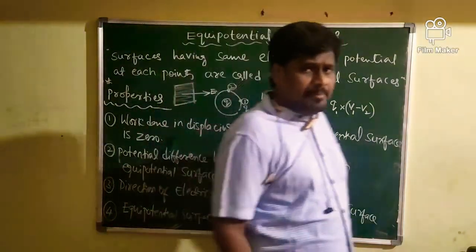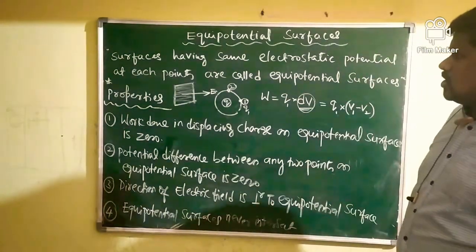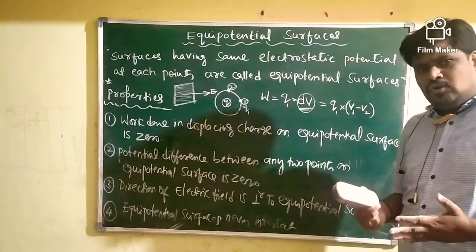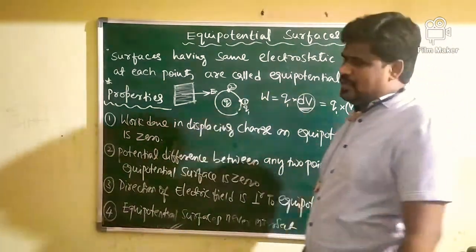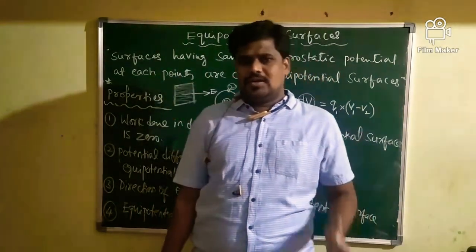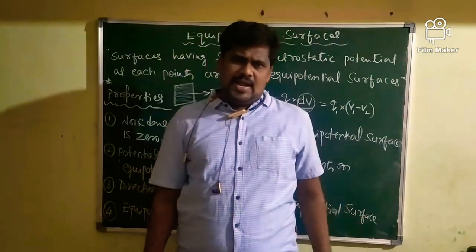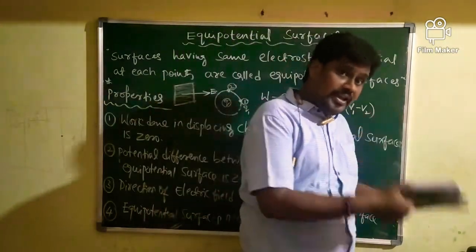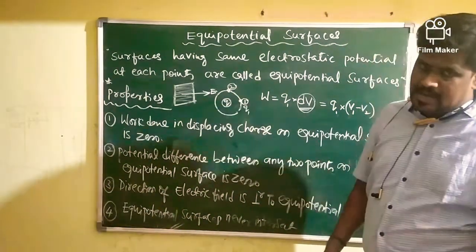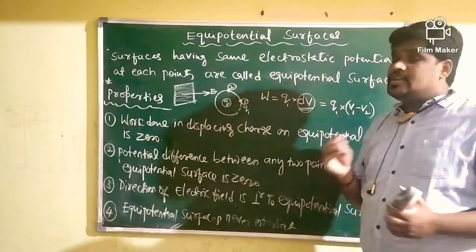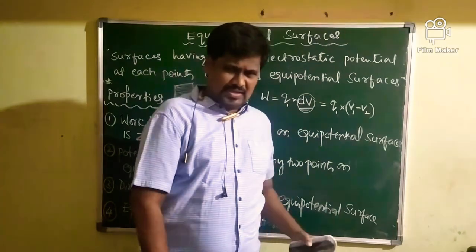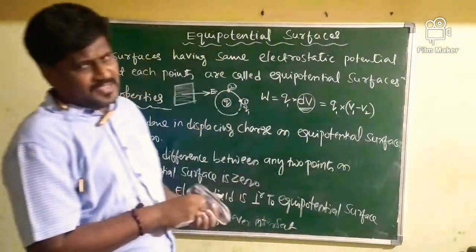Let me draw the nature of equipotential surface for electric dipole and for two equal charges. You know very well what an electric dipole is. An electric dipole is a system consisting of equal and opposite charges. I will draw the nature of equipotential surfaces for equal and opposite charges, that is for electric dipole, and for two equal positive charges or two like charges.